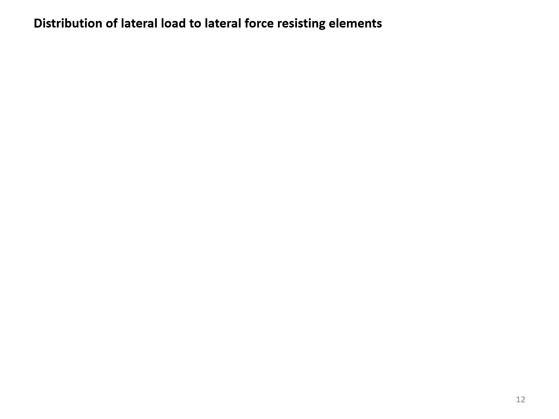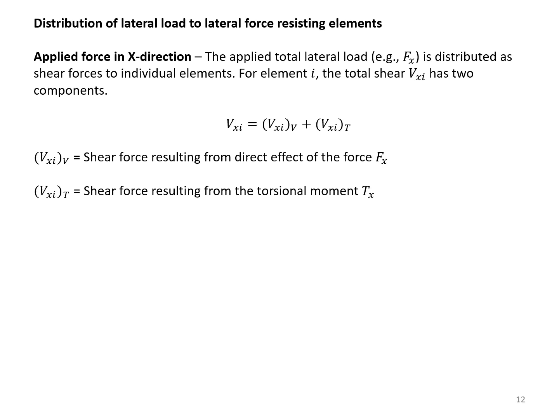Distribution of lateral load to lateral force resisting elements. Let's look at applied force in the x direction. The applied total lateral load, in other words Fx, is distributed as shear forces to individual elements. For an element i, the total shear Vxi has two components, Vxiv and Vxit. Vxiv is a shear force resulting from the direct effect of the force Fx, while Vxit is a shear force resulting from the torsional moment Tx.